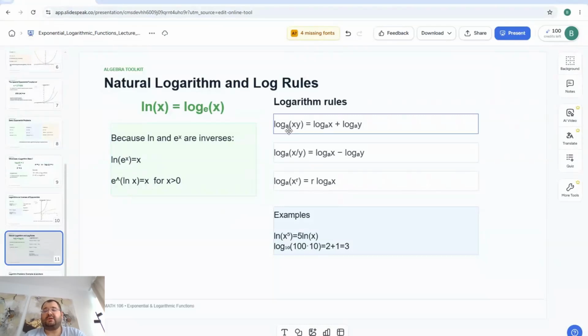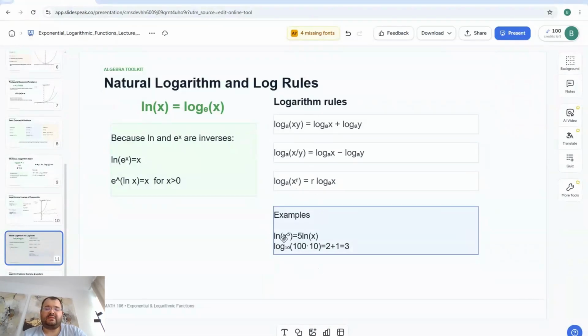And you have logarithm base a. If you have inside x times y, you can separate it as logarithm base a of x plus logarithm base a of y. If you have a division inside, you can subtract them: logarithm base a of x minus logarithm base a of y. And if you have a power as an input inside, you can take that power and put it to the side of the logarithm. Those are the logarithm rules.